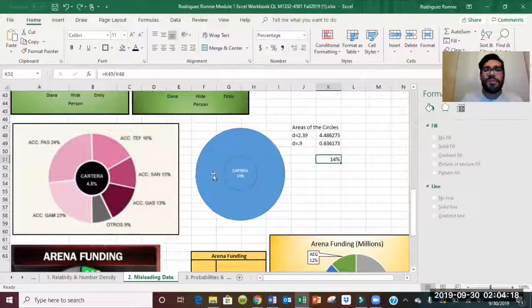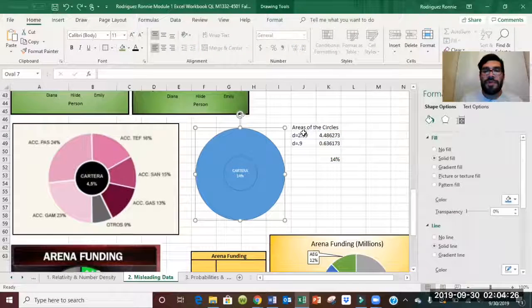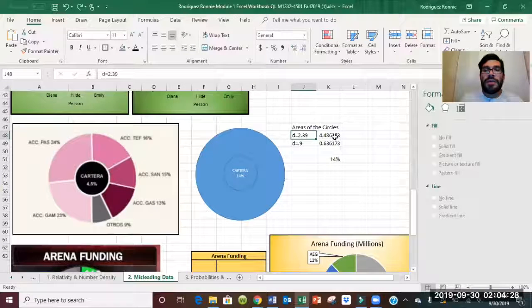As you can see, we did the relative size there. And what you have to do first is you find the area of the circle. So you take the diameter, and you can see our formula here. So you do pi times the diameter. Here's the diameter of the big circle, 2.39. And you do pi times the half, 0.5 of the diameter, and that gives you the radius. And you take that number and you square it.